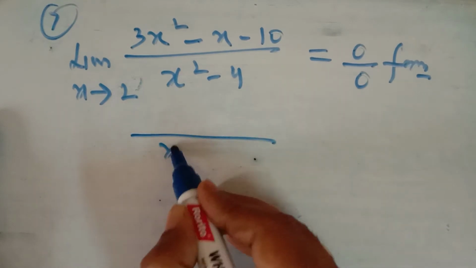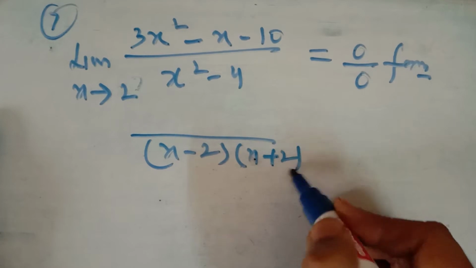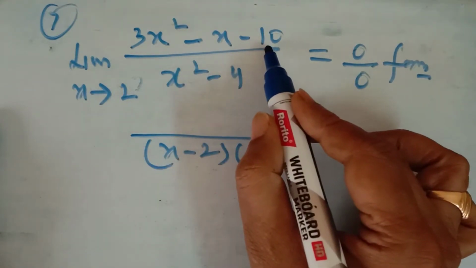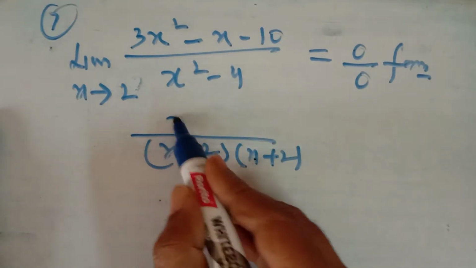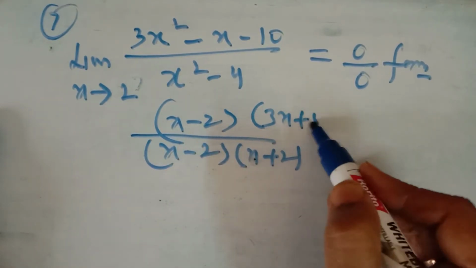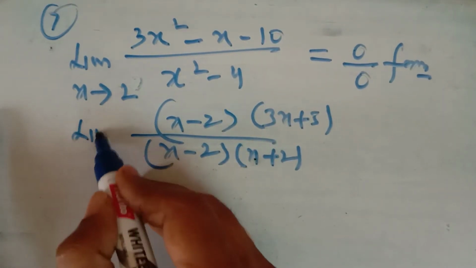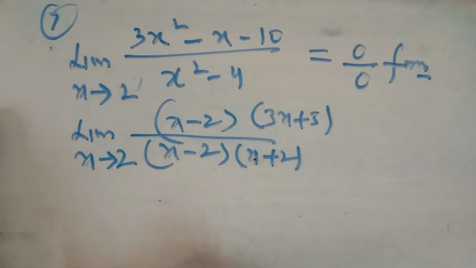In the denominator, you factorize like this. A square minus b square formula is a plus b, a minus b. And you factorize the numerator also by splitting the middle term, and you will get x minus 2 into 3x plus 5. And limit x goes to 2. What are you seeing here? x minus 2 will be cancelled out.